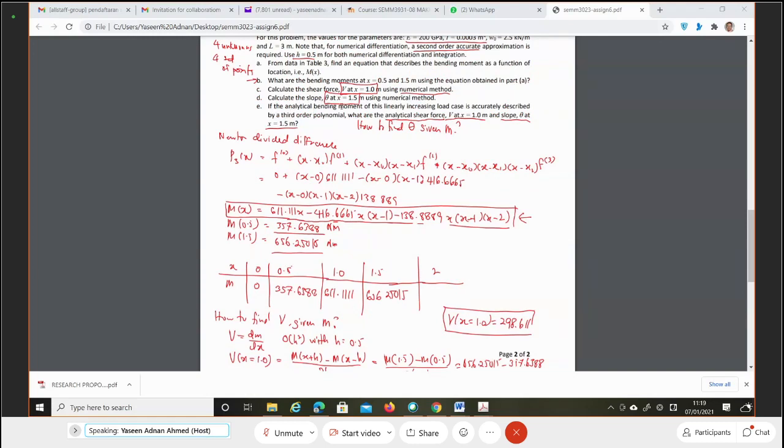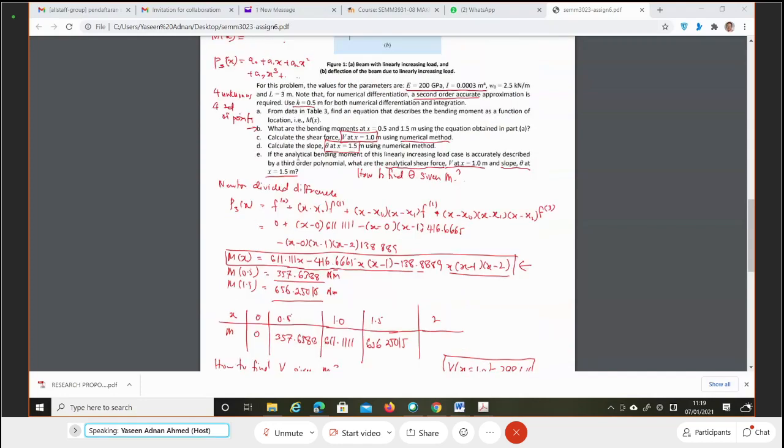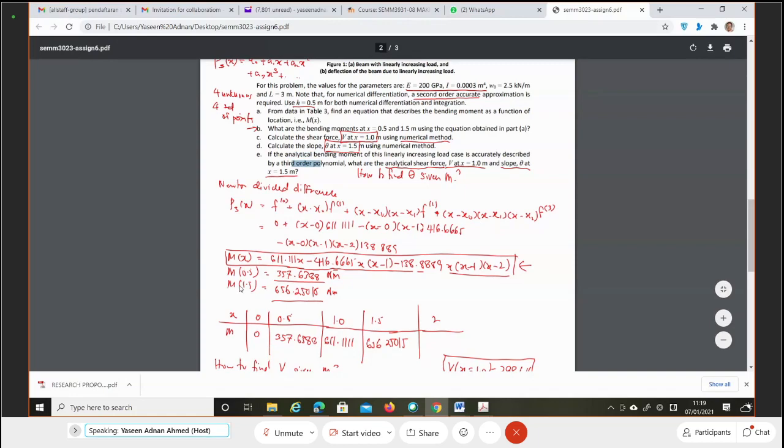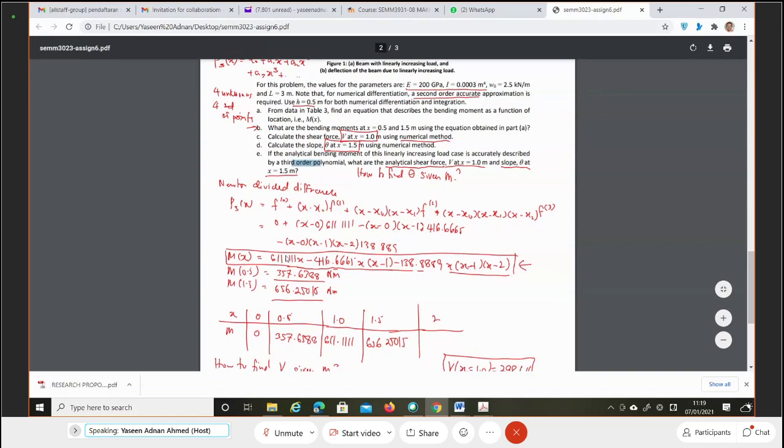If the analytical bending moment for this linearly increasing load is accurately described by a third order polynomial, now you can see, for the analytical bending moment you need to find the bending moment analytically using third order. So this should be third order, okay? So you have this M equation.